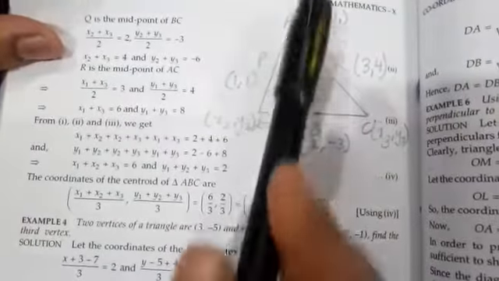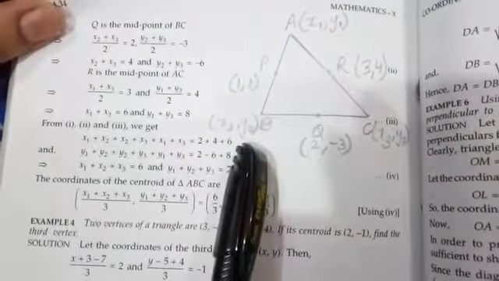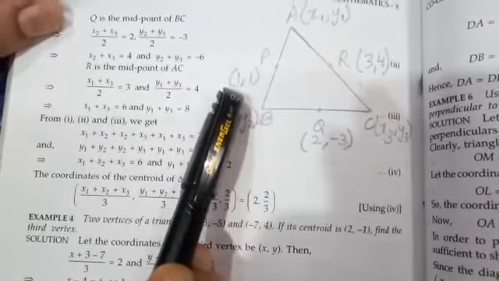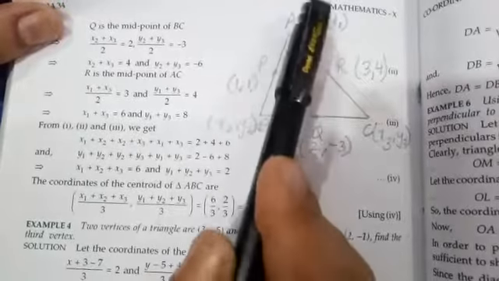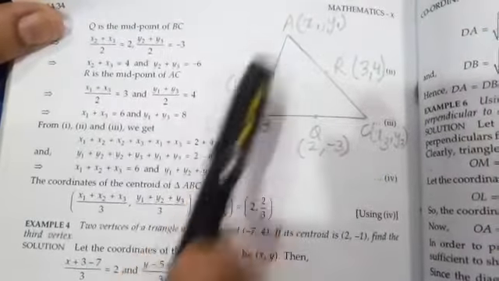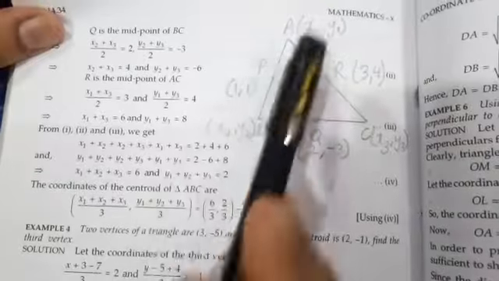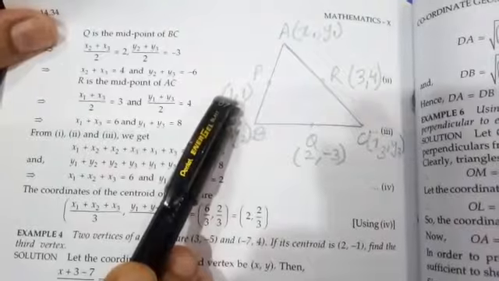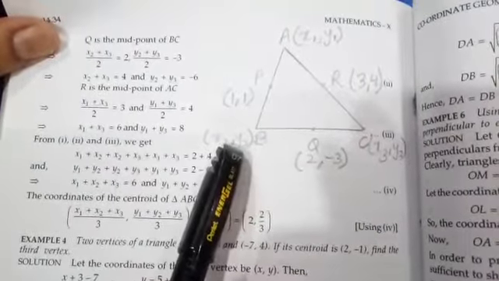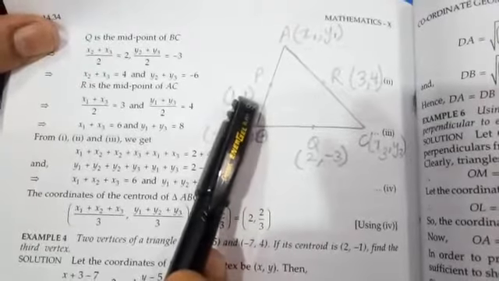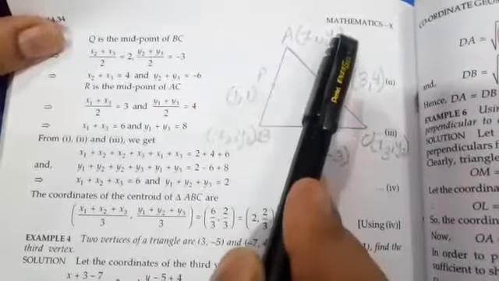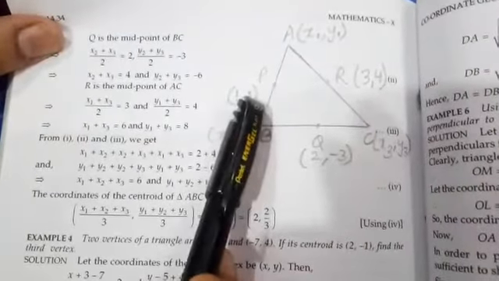Now P is the midpoint of AB. The x-coordinate of P is 1. How do we find the x-coordinate of P using the midpoint formula? The sum of the x-coordinates of A and B by 2. See here, (x1 plus x2) by 2 will give us the x-coordinate of P. Similarly, the sum of the y-coordinates of A and B by 2 will give us the y-coordinate of P, which means (x1 plus x2) by 2 equals 1, (y1 plus y2) by 2 equals 1.